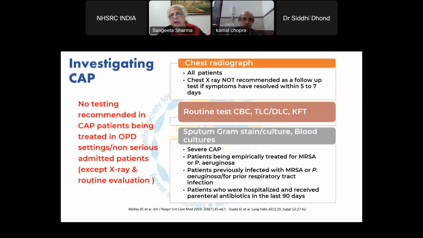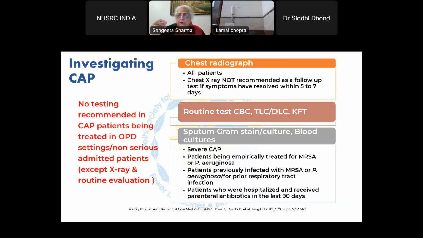So generally, by and large, for non-severe community acquired pneumonia, you just need routine blood tests: CBC, TLC, DLC, CRP, and chest radiograph. Even at the start of treatment you need it, but then there is a lot of variation in the requirement for an end of treatment x-ray. I'll talk about this, whether a sputum culture should be done or not, blood culture should be done or not. Again, the easiest yardstick is, if it is severe pneumonia, go for it. Non-severe, these have no role.